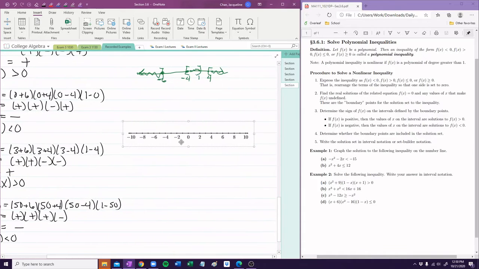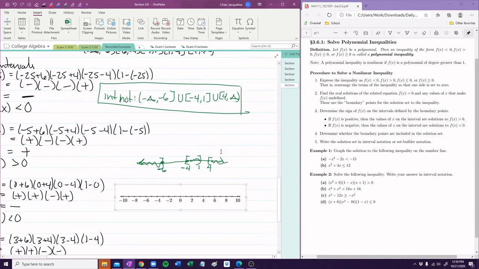So let's try again. Okay, so this is negative 6, negative 4, 1, 4 to infinity. So it's all of this, and all of this. And that's what your graph would look like.